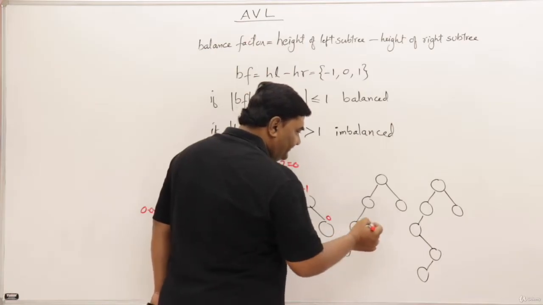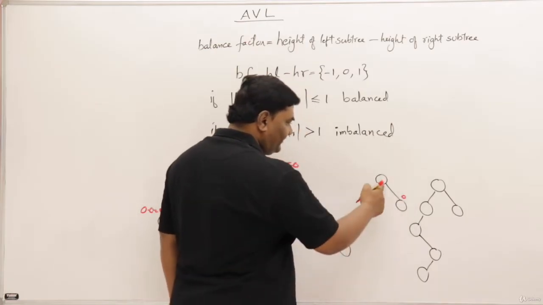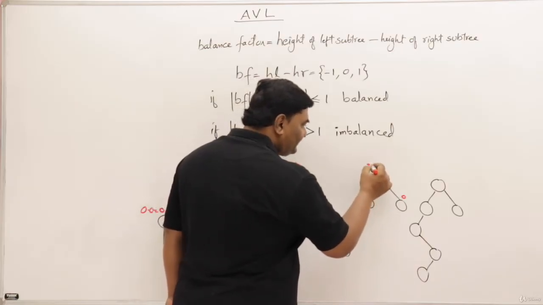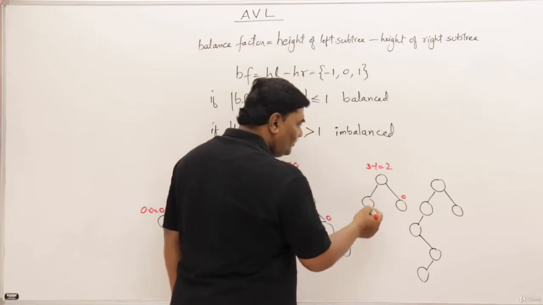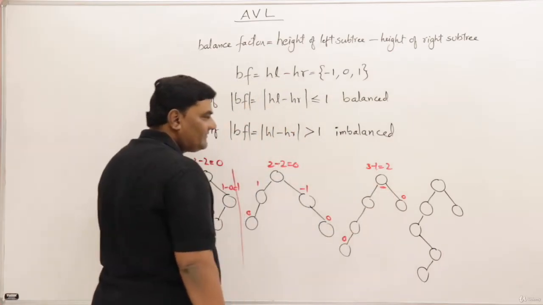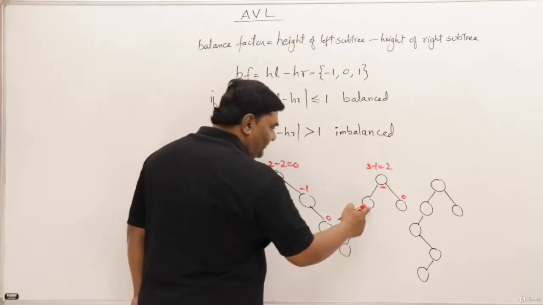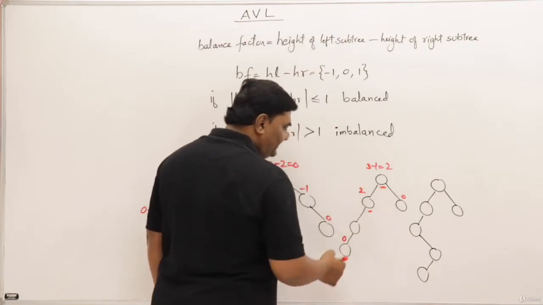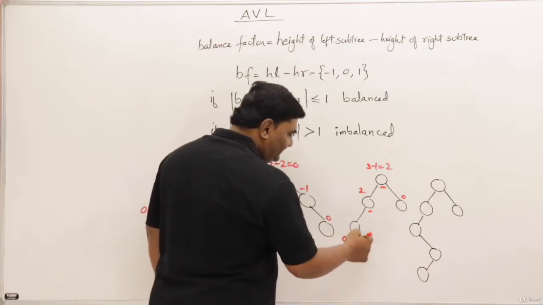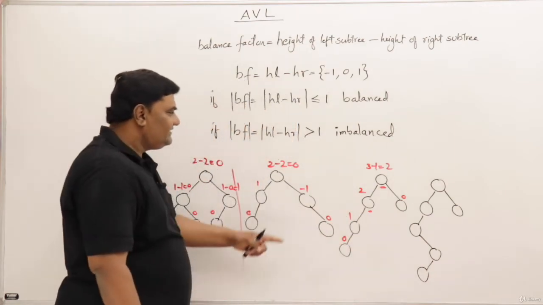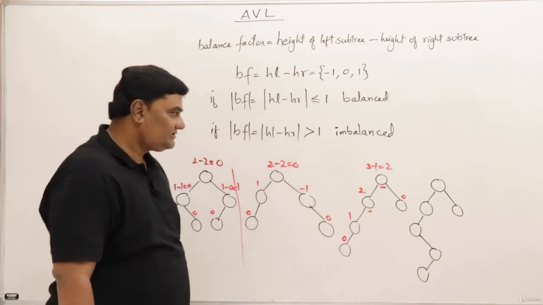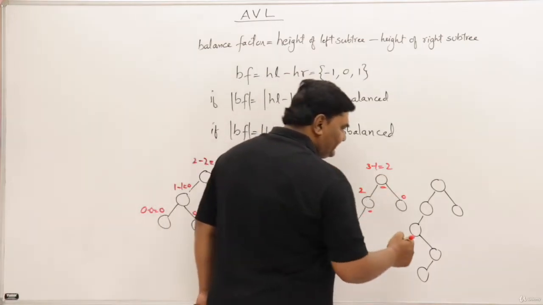Let us put the values first on the leaf nodes. Then for this, 1, 2, 3, and 1. 3 minus 1 is 2. Oh, this is imbalanced. What about this? 1, 2 and 0 on this side. So this is 2. This is also imbalanced. And this one is 1 and 0. So this is 1. So you can see that there are two nodes which are imbalanced in this one. There are two nodes.